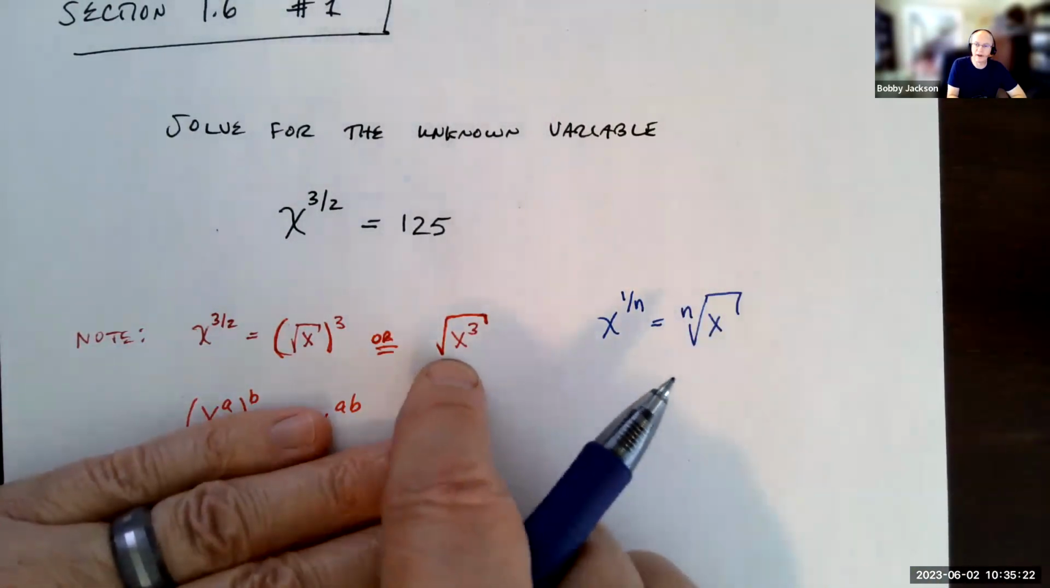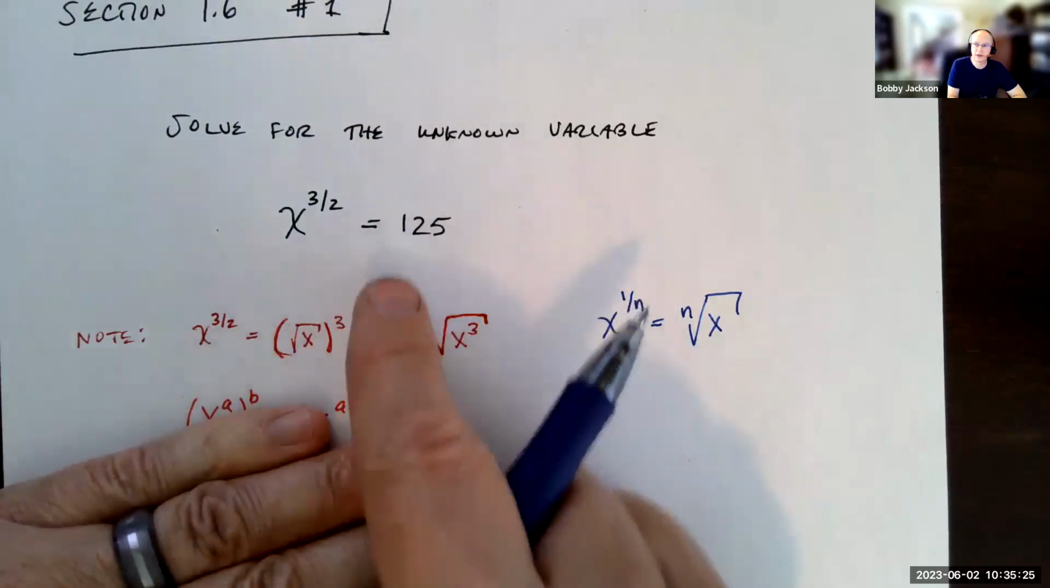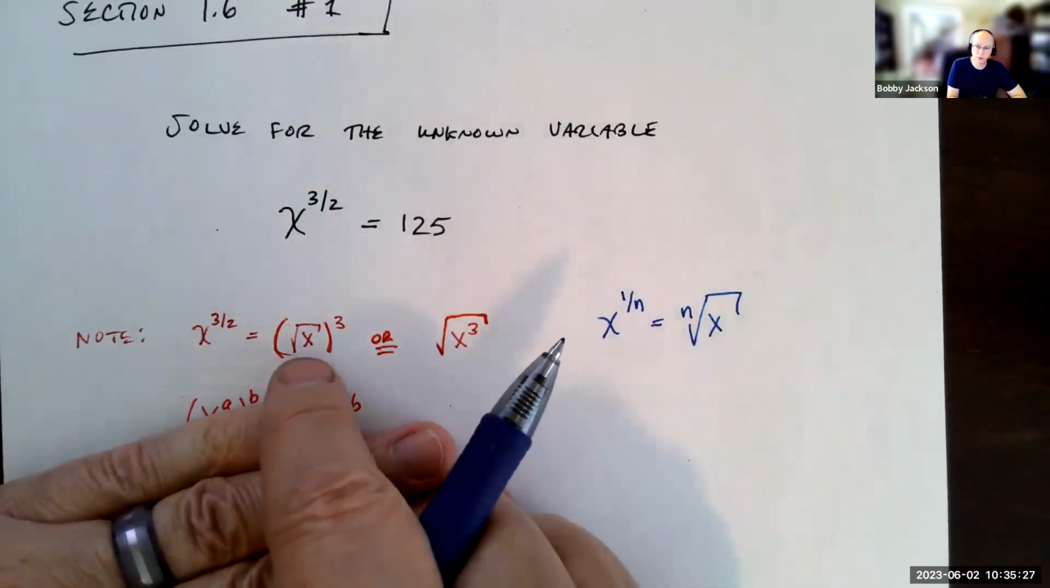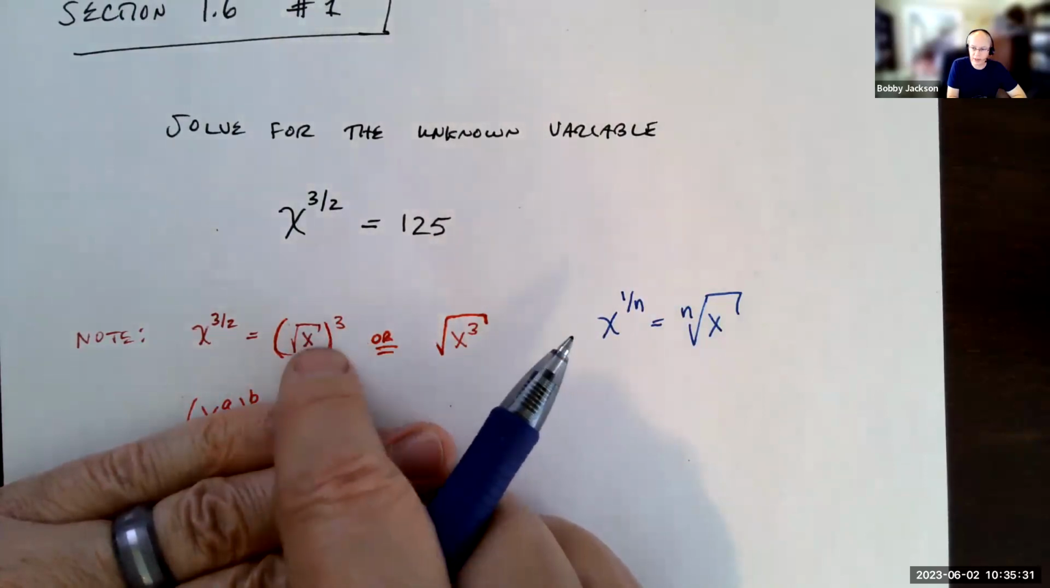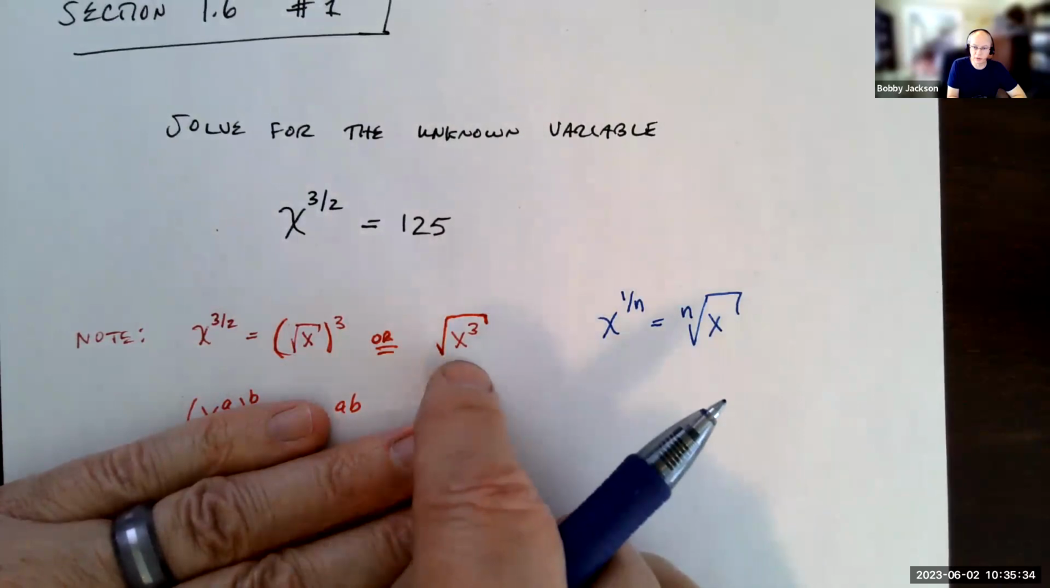Okay, typically for evaluating an expression like this, if you're not using a calculator for sure, you'd want to use this expression here if you can take the square root of x first and then cube it, as opposed to cubing x and then taking the square root.